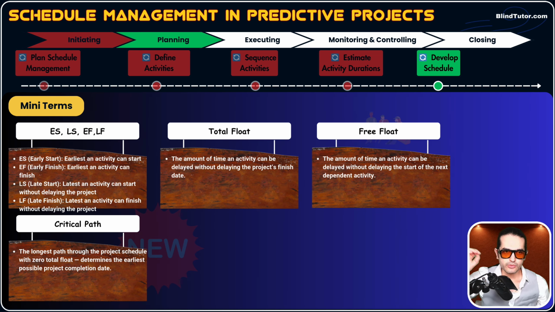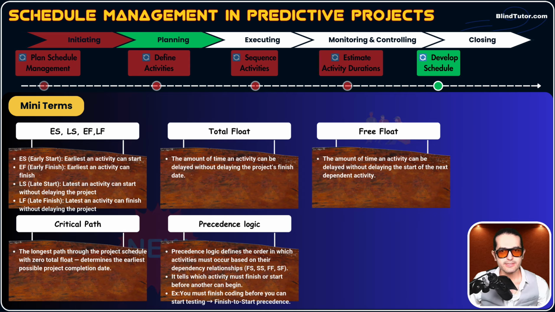Okay, don't worry. So remember, guys, critical path is the longest path through the project schedule with 0 total float. It determines the earliest possible project completion date. Next term, precedence logic.